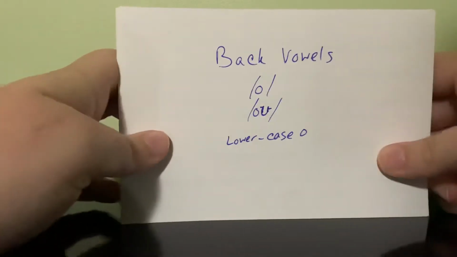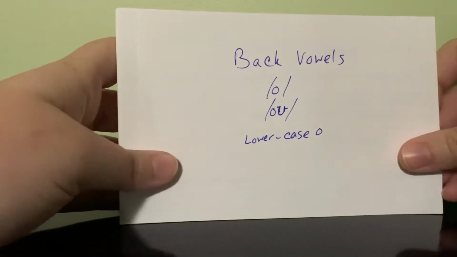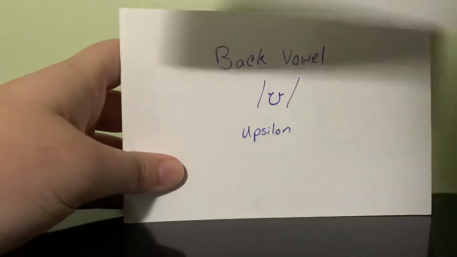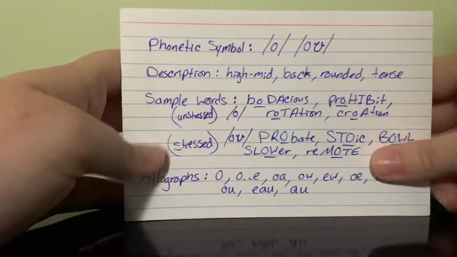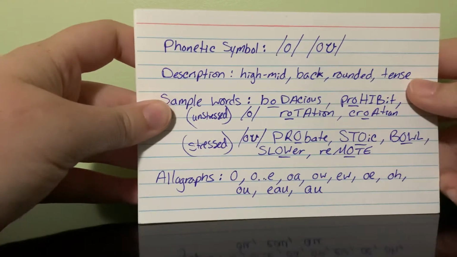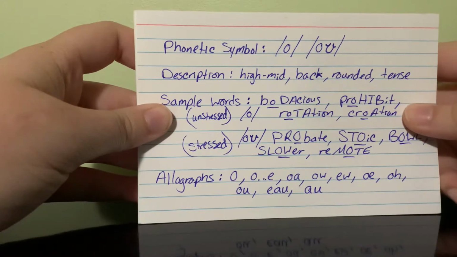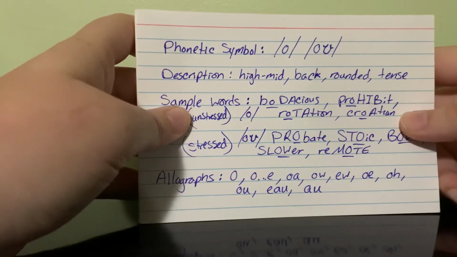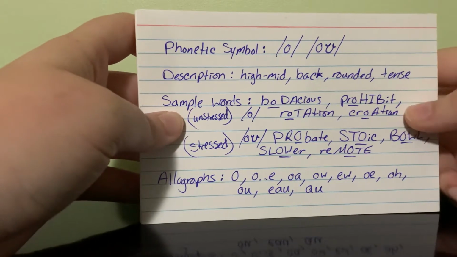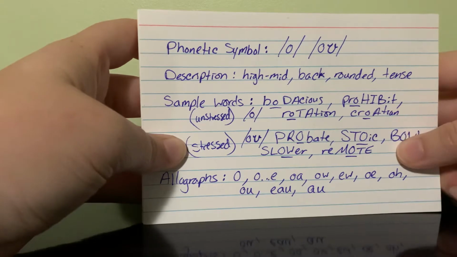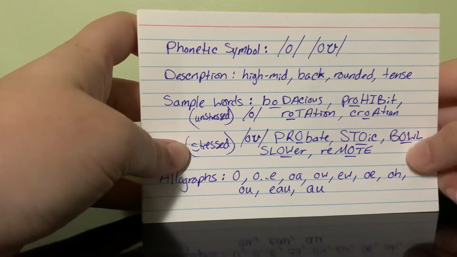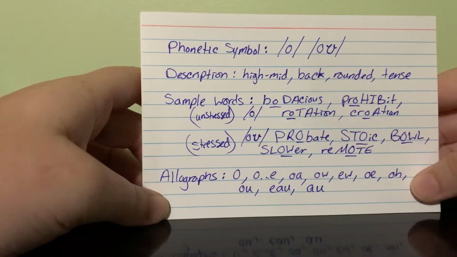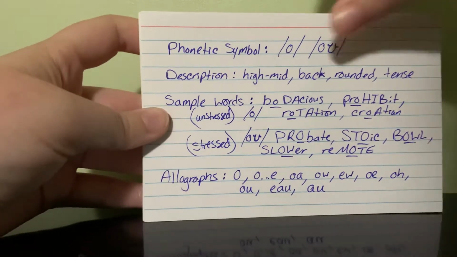Now on to back vowels. We've got the lowercase o, in which it also has that diphthong O, U there. Its description is high, mid, back, rounded, and tense. It's going to come across as the sound of O, like bodacious, prohibit, rotation. Just the regular O is for unstressed O sounds. And then the diphthong is for stressed O sounds. And so like probate, stoic, bowl. And then the various allographs here at the bottom that it can show up as in general.